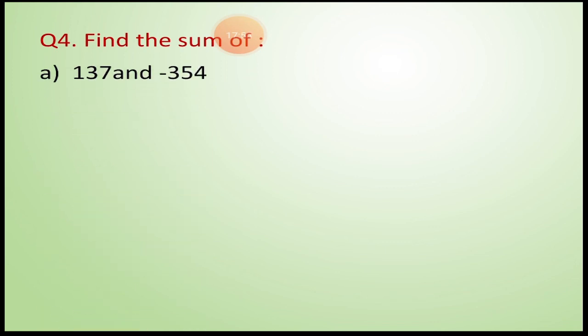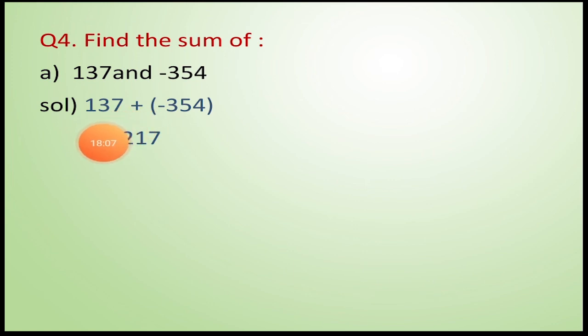In the same way, when you see the second question, that is actually the fourth question from your textbook, here we have to find the sum of these given numbers. Okay, so we'll place the plus sign instead of the word and. Now you can see here we have to add 137 with minus 354. So adding one positive integer with one negative integer, we go ahead with subtracting them, and after subtracting we put the sign of the bigger integer in front of the answer we obtain.